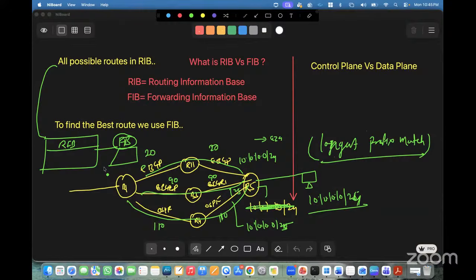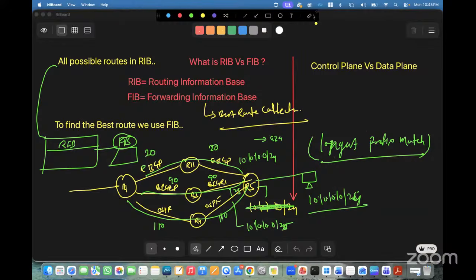If you are going to reach any destination, you must go with the FIB, and that tells you how to reach the destination. So RIB is the routing information base, FIB is the forwarding information base. The FIB is just a collection of the best routes. Clear, everyone? The difference between RIB and FIB? Any doubts, or are we good?